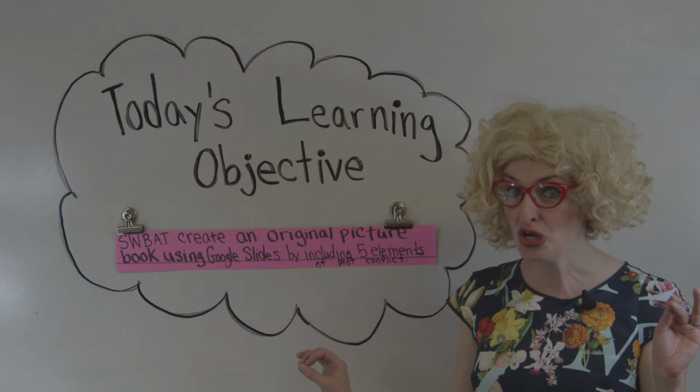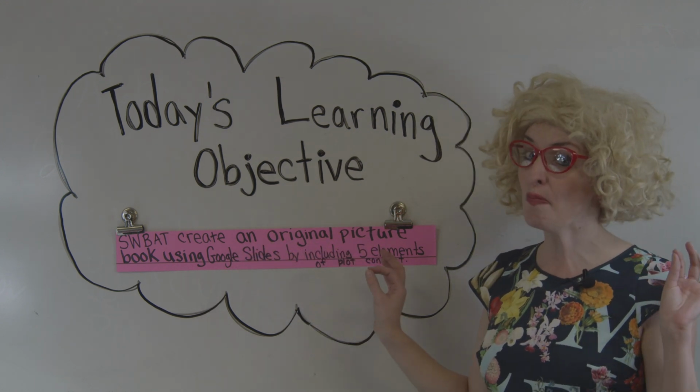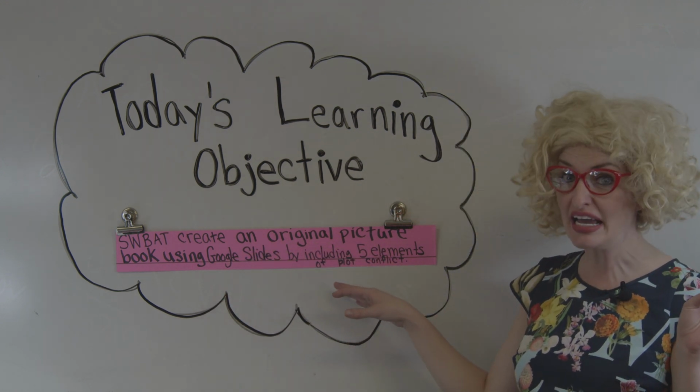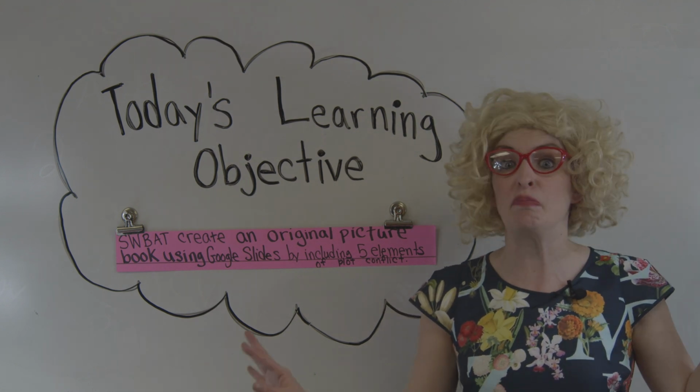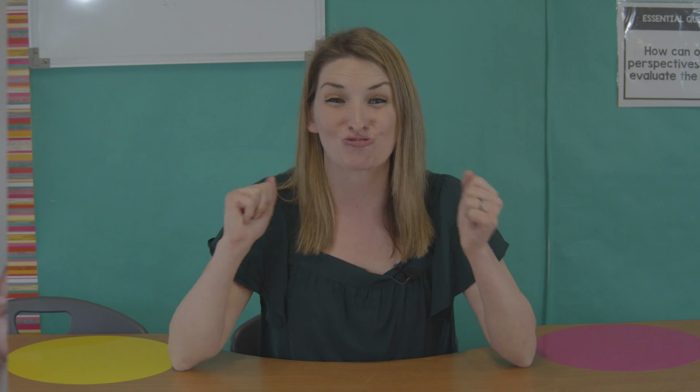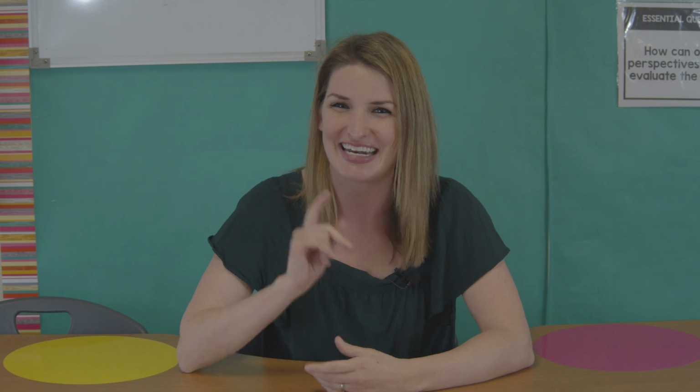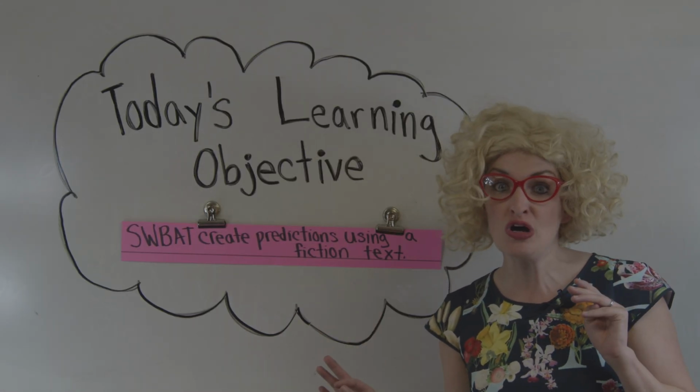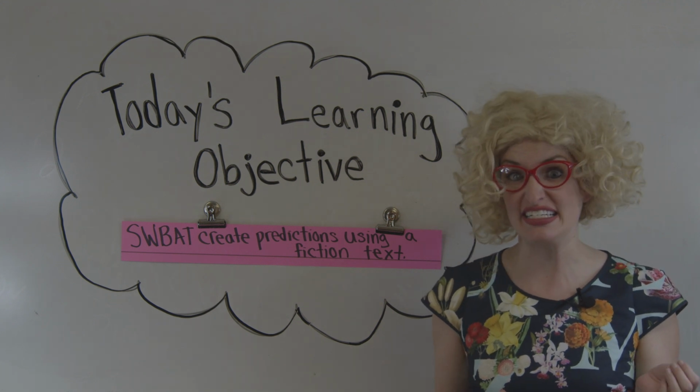Students will be able to create an original picture book using Google Slides by including 5 elements of plot conflict. Strong, we have the observable behavior, create an original picture book, the conditions using Google Slides, and the criteria by including the 5 elements of plot conflict. Next one. Students will be able to create predictions using a fiction text. Weak. We have the observable behavior, create predictions, and the conditions using a fiction text, but no criteria.